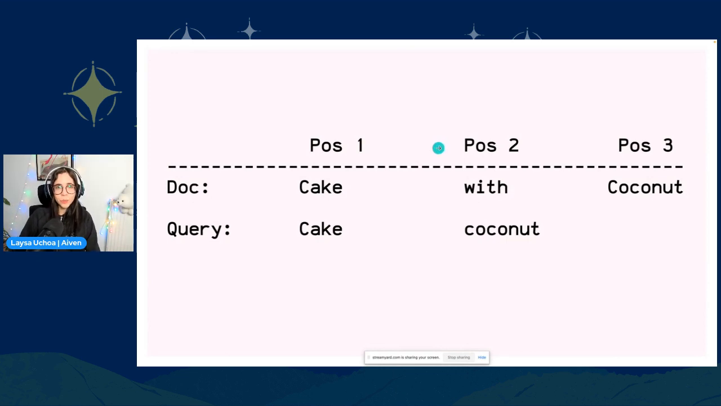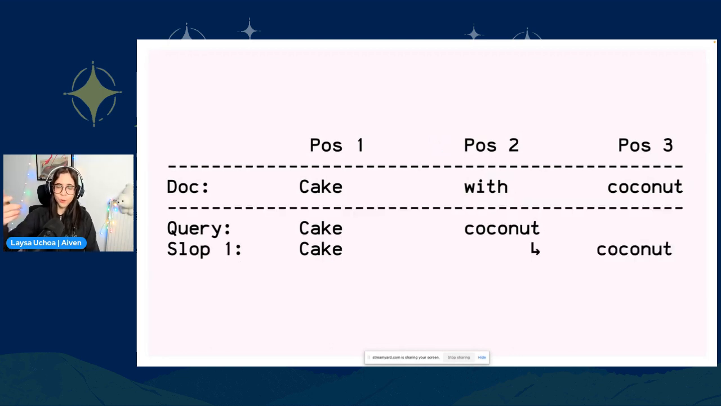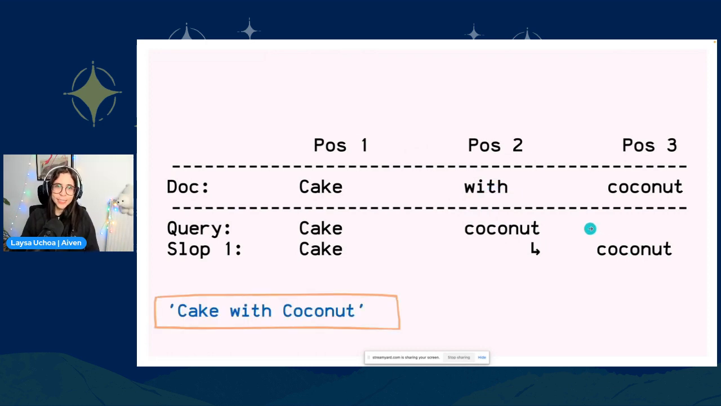What happened is when we allow the slope parameter to be 1, OpenSearch will try to match the swap of those words until it has a swap in the 1 distance. So I have it here. If coconut goes from position 2 to position 3, you will see that it matches with cake with coconut now, even if you don't have the with there, but just the order.